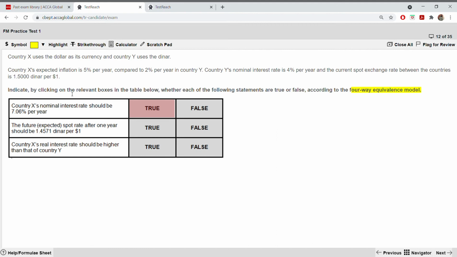It is simple. Just see the dollar. The dollar is having the higher inflation. Whichever country is having a higher inflation, that country's currency will depreciate. So if you see the dollar, before $1 was 1.5 dinar, now $1 is 1.457. That means the dollar depreciated, right? The dollar will depreciate because it has higher inflation compared to country Y. From 1.5 it will go down to 1.457. So it's true.